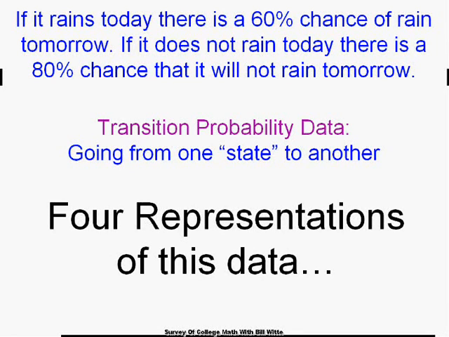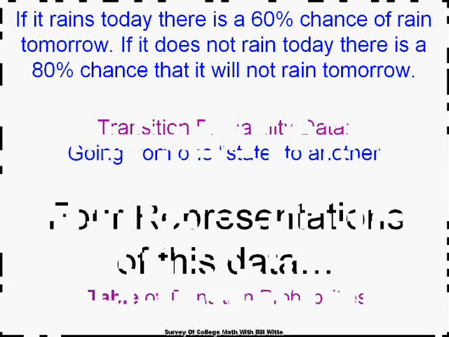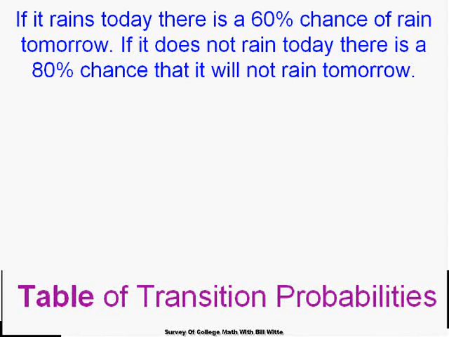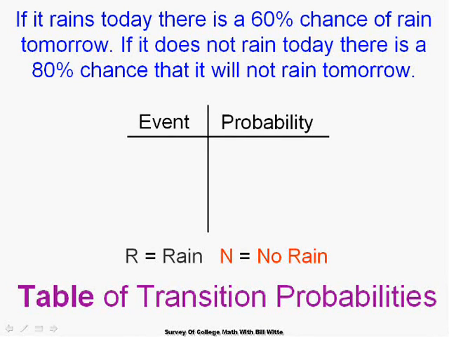Now this very simple data can be represented in various ways. I'm going to give you 4 ways that we could represent it, just so you'll understand it. One way is to do it in a table of transition probabilities. We'll represent the state of raining with an R and not raining with an N. So the transition from today raining to tomorrow raining, stated very clearly in the data, is 60%, or 0.6. And the other state transition, to go from not raining to not raining, is stated very simply as 80%, or 0.8.